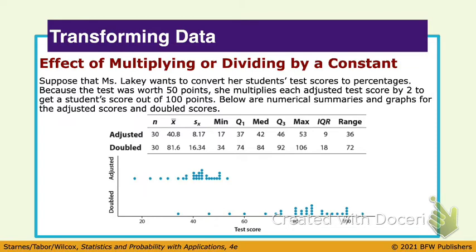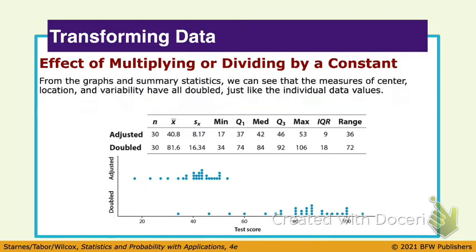Below are the numerical summaries and graphs of the adjusted scores and the doubled scores, okay? These are the adjusted scores, meaning the scores that I added the 5 points to because I was feeling nice. So we've got our adjusted 5-point distribution, and then we will double those values so that we can get the percentages. From the graphs and the summary statistics, we can see that the measures of center, location, and variability have all doubled, just like the individual data values.